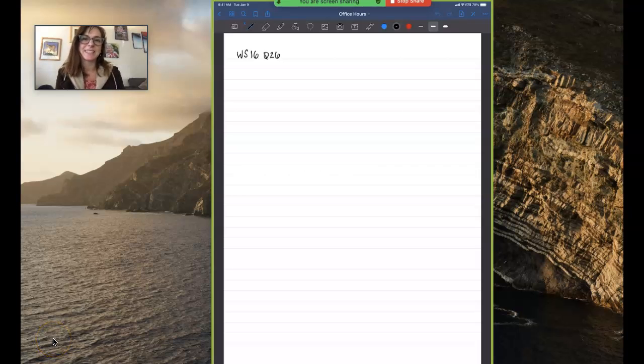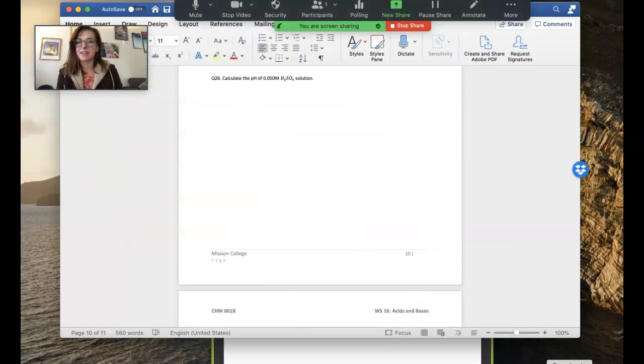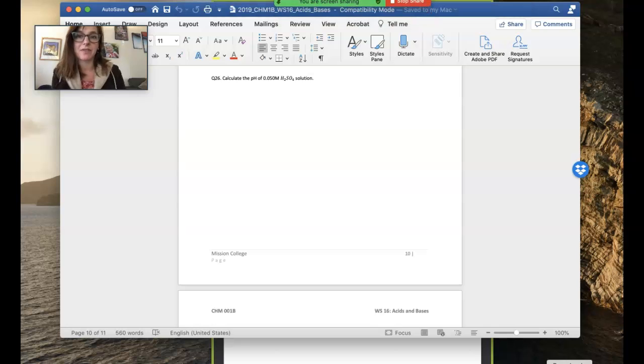I had a few students ask me about question 26 on work session 16. So this question asks us to calculate the pH of a 0.050 molar sulfuric acid solution. So just the first thing we need to recognize here is, what are we working with? What's in my beaker? Well, we know that sulfuric acid is a strong acid, right?